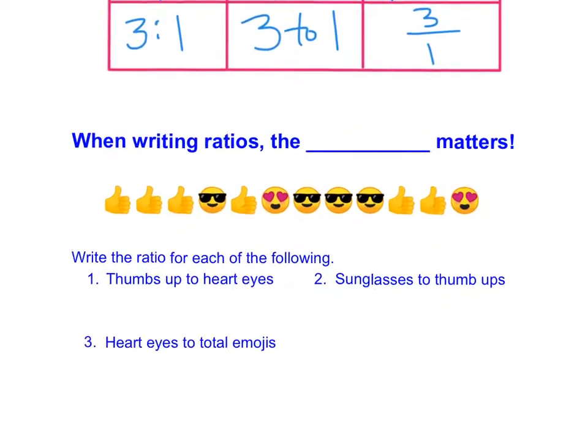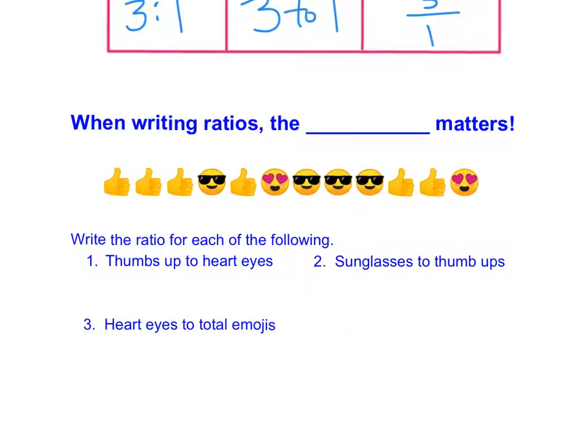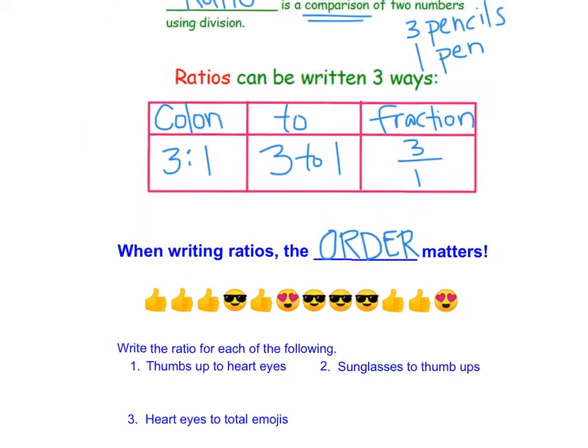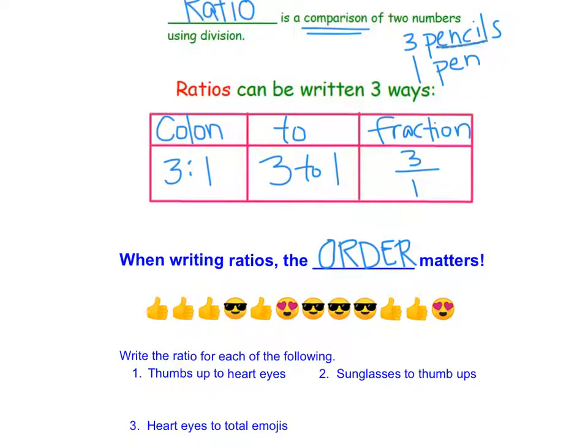All right, moving on down here. Whenever you're writing ratios, the order matters. That is so important. Okay, the order matters. So in the example that we did above, if we want the ratio of pencils to pens, it's important that we keep our numbers in that same order whenever we write the ratio. Pencils first and pens second.